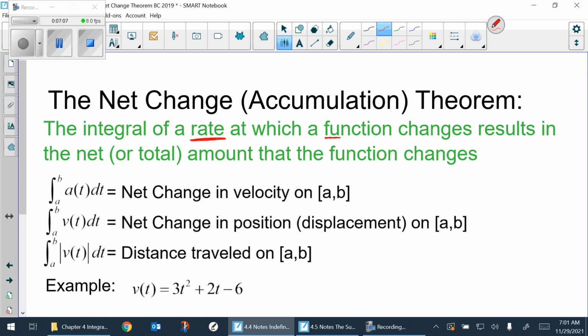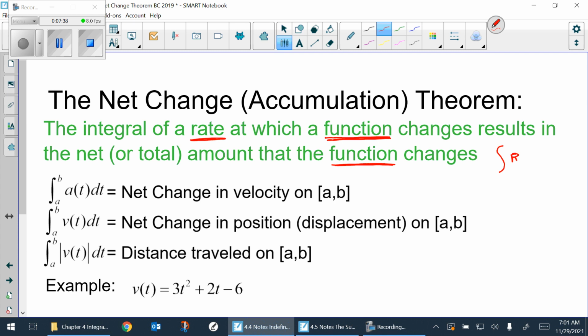at which a function changes. So this is the rate. This is the integral of a derivative of a function, or the rate at which a function changes. The integral of that derivative is the net change, also known as total change, in the function itself. So up here we're taking the integral of a derivative.